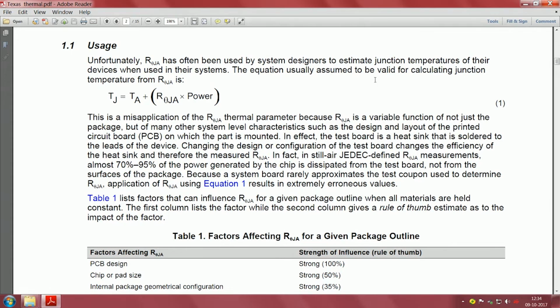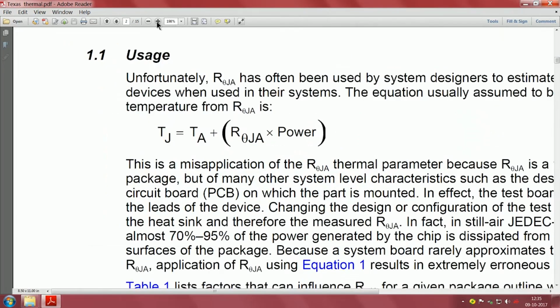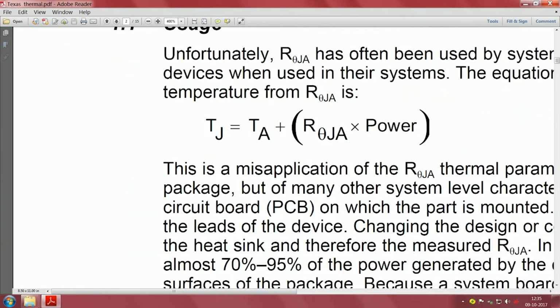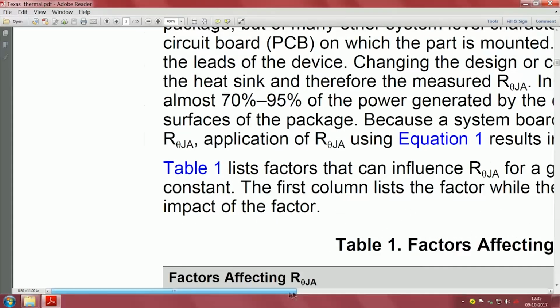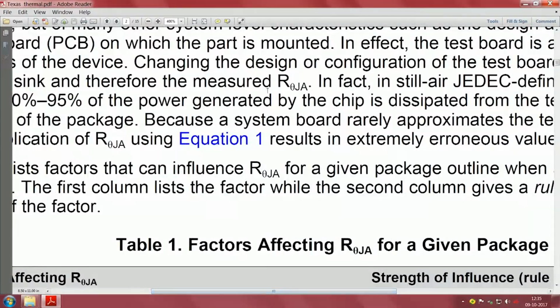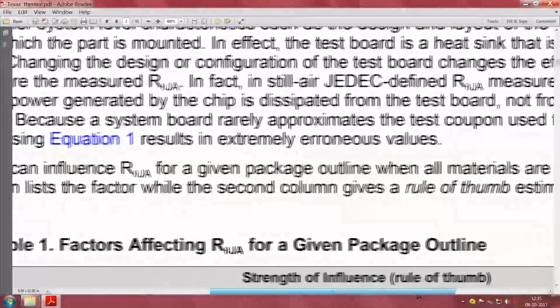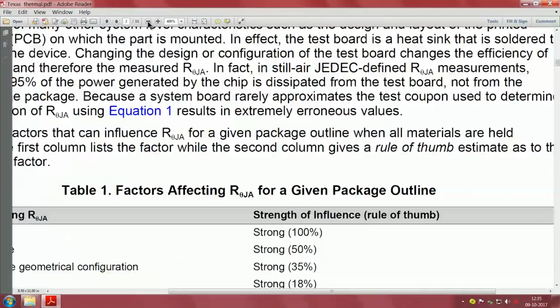the equation usually assumed to be valid for calculating junction temperature, theta junction to ambient, is a misapplication, because it is a variable function of not just the package but many other system level characteristics. You have seen here, no? I think it is reasonable. Let me just go back a little.